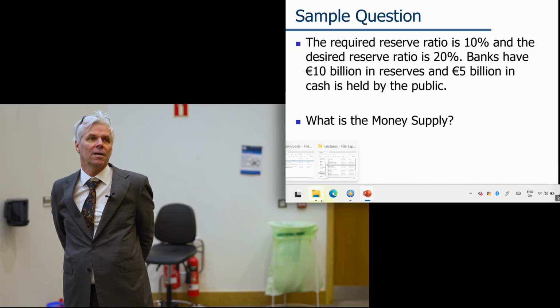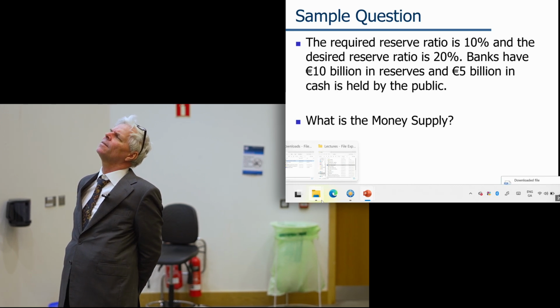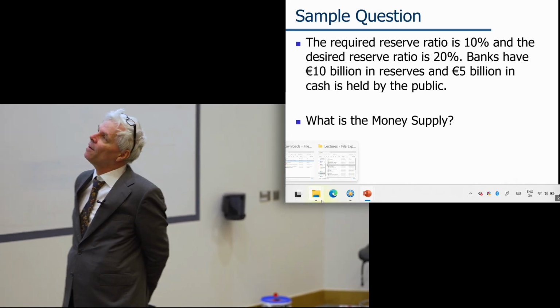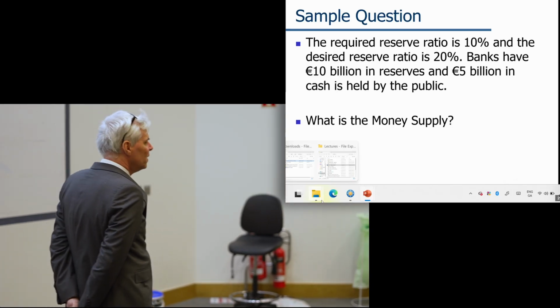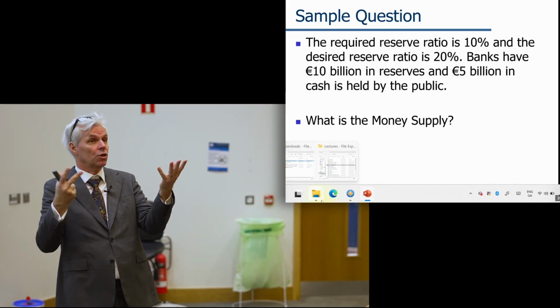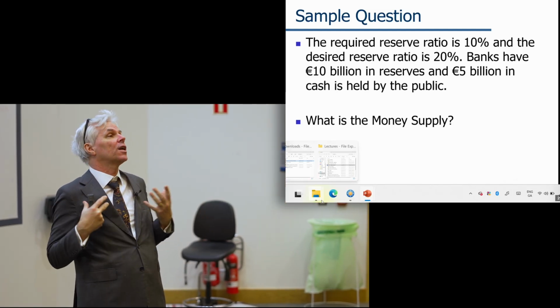What is the money supply? Well, God help us, right? It's just so much stuff. So the first thing to do is to say, okay, we're given all these reserve ratios, but in fact, the banks are going to be holding some number in reserve. They're not going to have two things in reserve, right? And so we have to figure out what reserves the banks are actually going to hold.